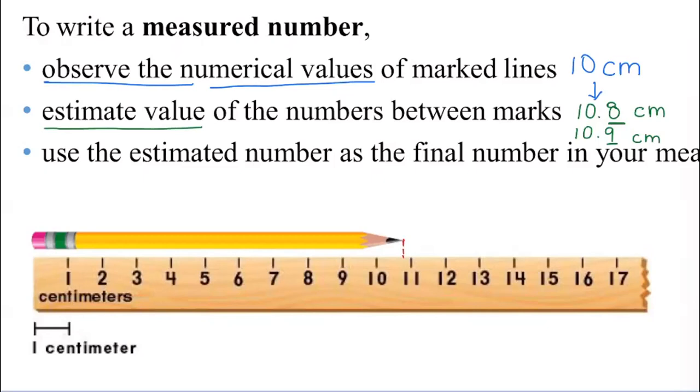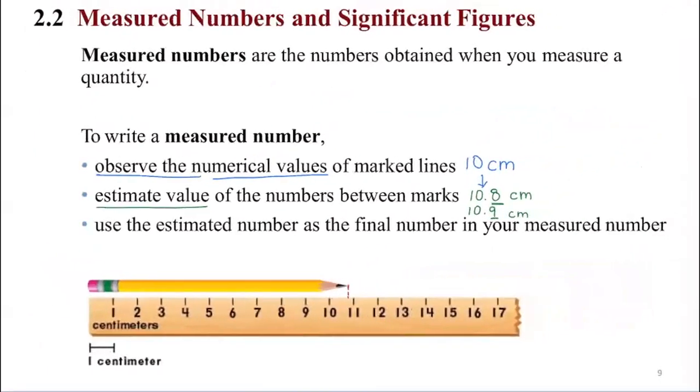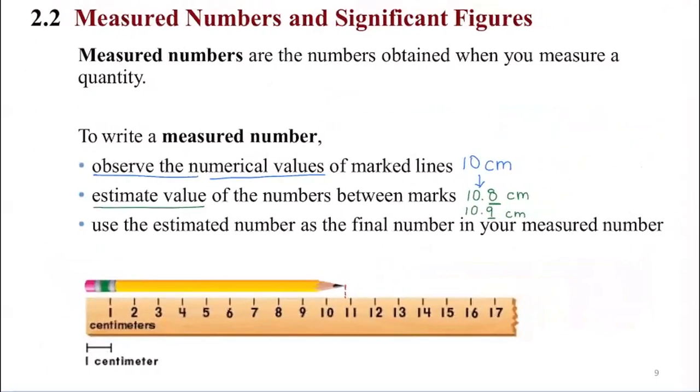Now, that estimated digit, you have to estimate correctly, because by looking at this object in our ruler, we cannot estimate that it is 0.4, because it's more than halfway between 10 and 11, okay? Now, remember that this last number, that estimated digit, is always necessary. And then lastly, when we have a measured number, we need to include the unit.